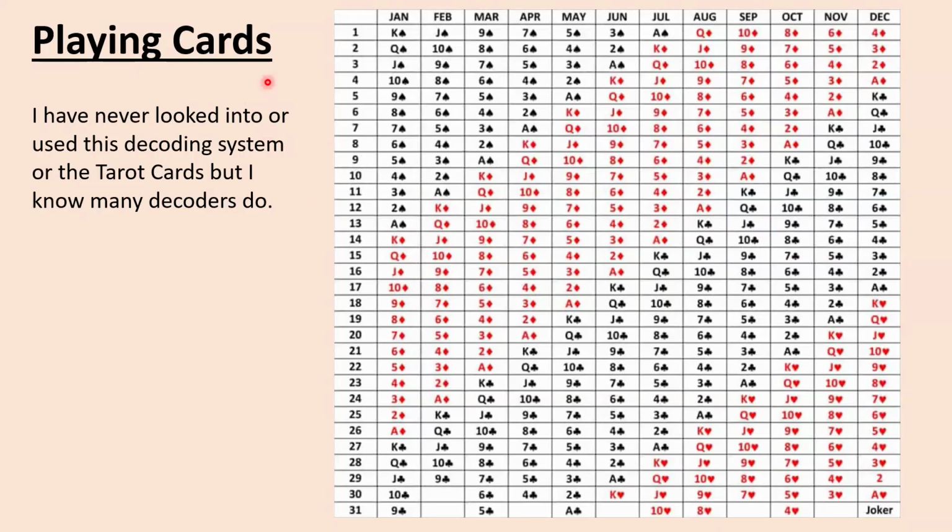Playing cards. I've never looked into or used this decoding system or the tarot cards, but I know many decoders do, so I thought I'd just mention it quickly. And here's a sheet showing how most of them use it. It's another way of doing days of the week. And from what I understand, if I was to take the King of Spades, then obviously in this system, I then have got another King of Spades somewhere. That's a bad example.